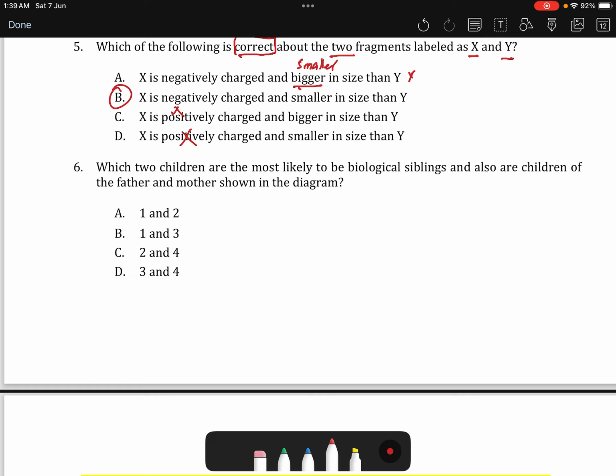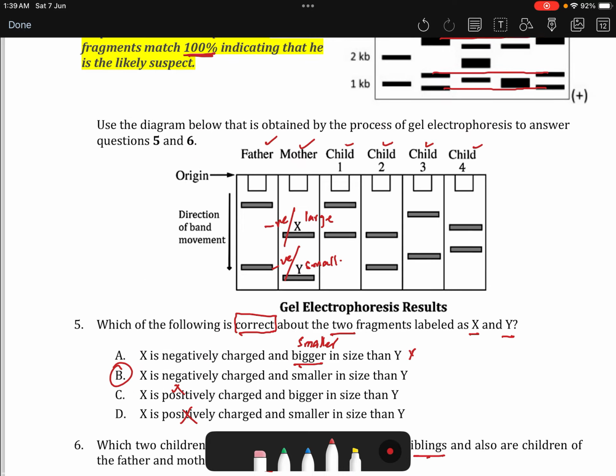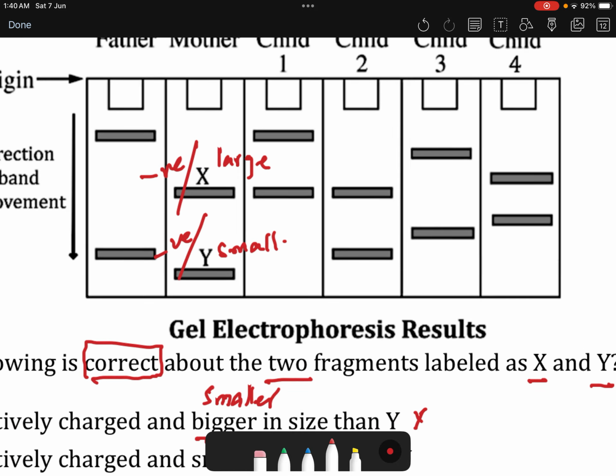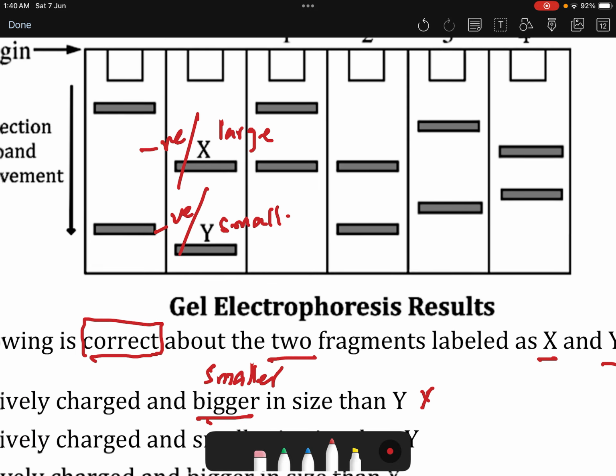Which two children are most likely to be biological siblings and are children for the father and mother shown in the diagram? So the rule over here is that all the bands of the mother and father should match. So we will do the same as we did before. I'm going to zoom in and use the upper line as my ruler.